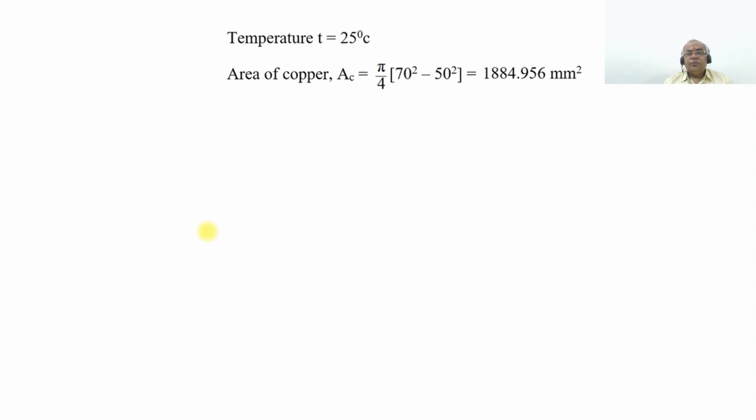On simplification, you are going to get it as 1884.956 mm square. Area of steel, which is AS, is pi by 4 into 50 square minus 30 square. On simplification, you are going to get it as 1256.637 mm square.